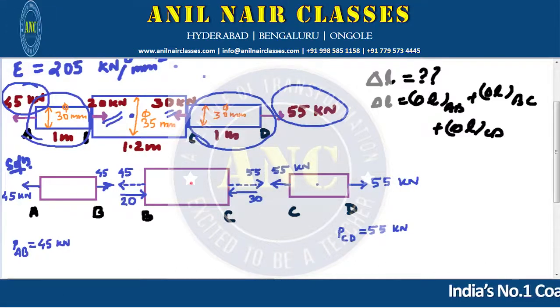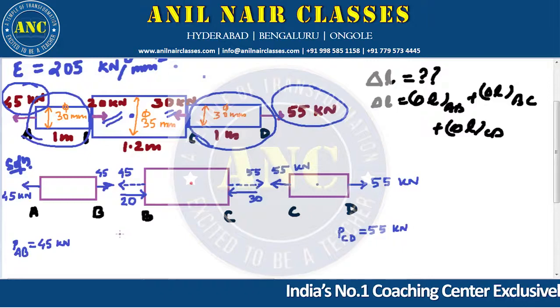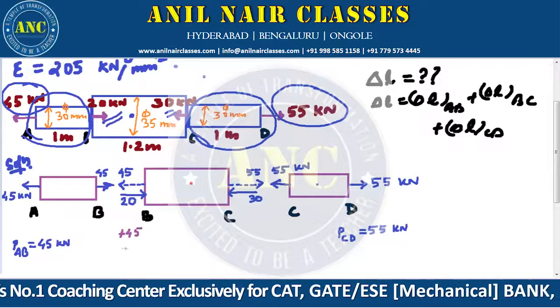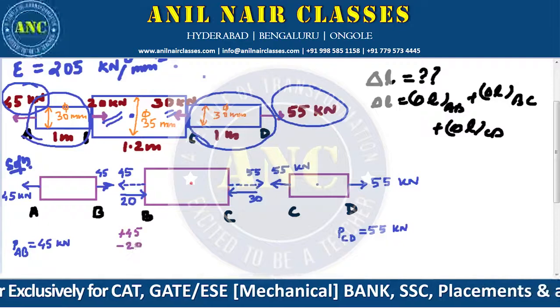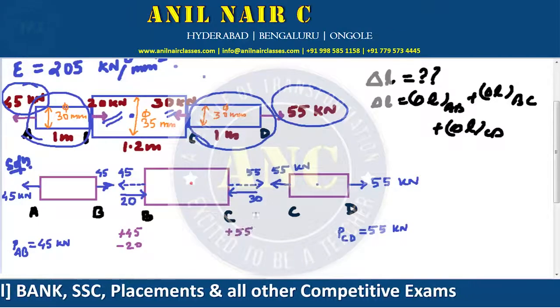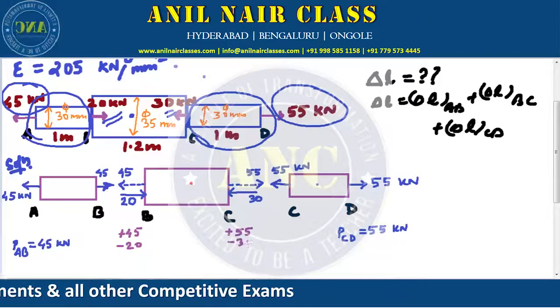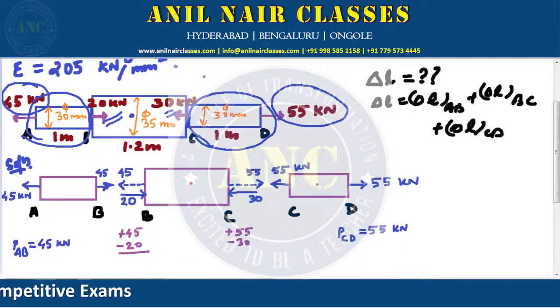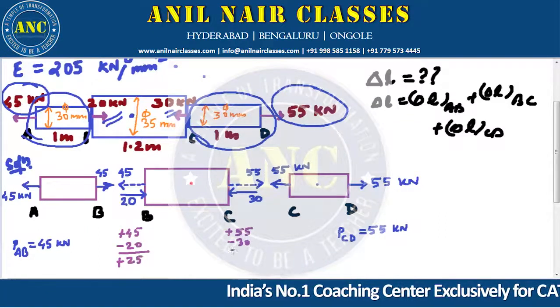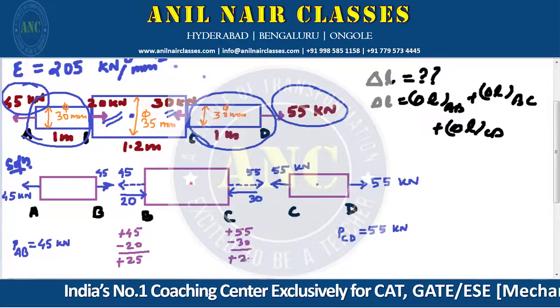So if you see here, this is 45, which is what? Tensile. So I can write it plus 45. 20, it is compressive. So I'll write it minus 20. Similarly, on the right hand side, 55 is tensile. 30 is compressive. So when you simplify, we get plus 25. This is again 55 minus 30. This is again plus 25.